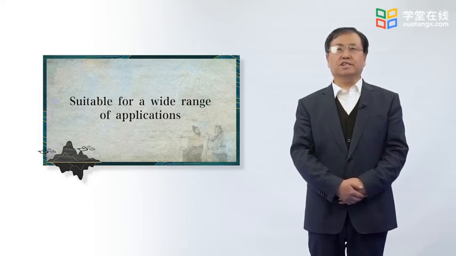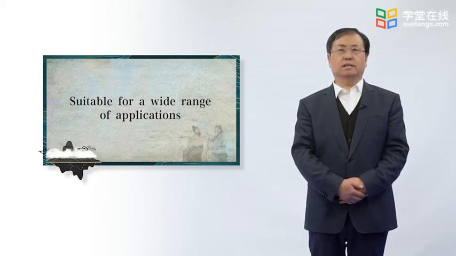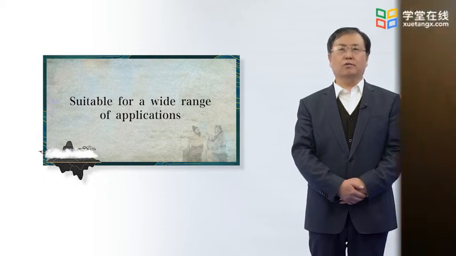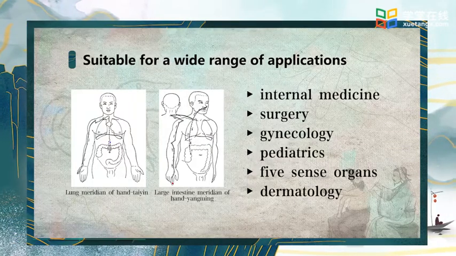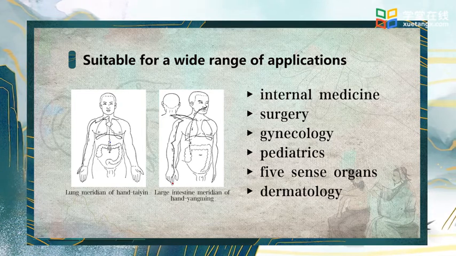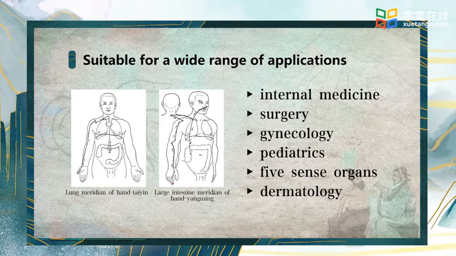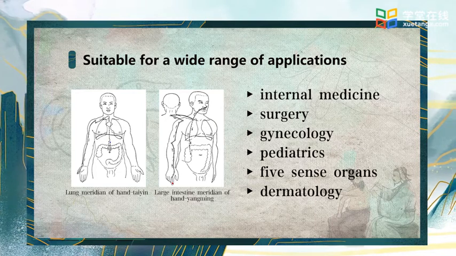According to available statistics, more than 300 kinds of disease in specialty areas of internal medicine, surgery, gynecology, pediatrics, five sense organs, and dermatology can be treated by acupuncture and moxibustion. Among them, about 100 diseases have moderate to good responses to acupuncture and moxibustion treatment.